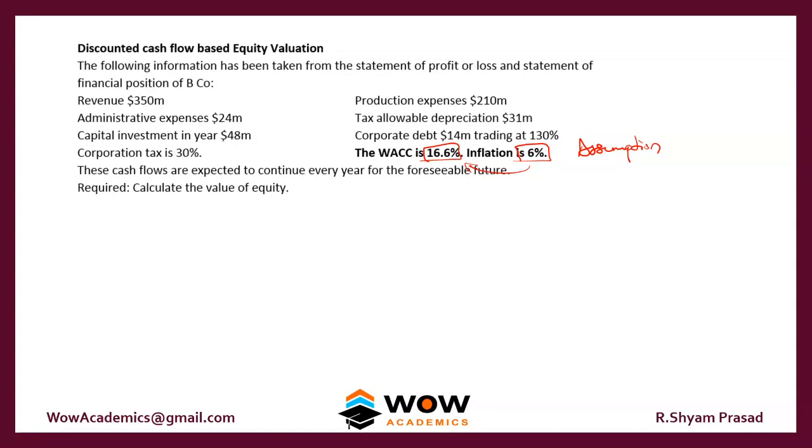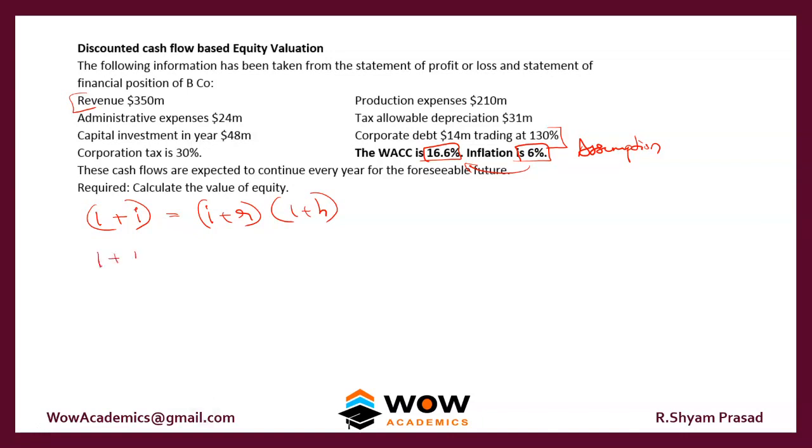Then we have to remove the inflation part, because all these numbers are 1 year numbers, so we cannot have inflation inside a WACC. We have to remove it. So how do we remove it? We have a formula for that. You might have remembered this formula: 1 plus i equals 1 plus r into 1 plus h.